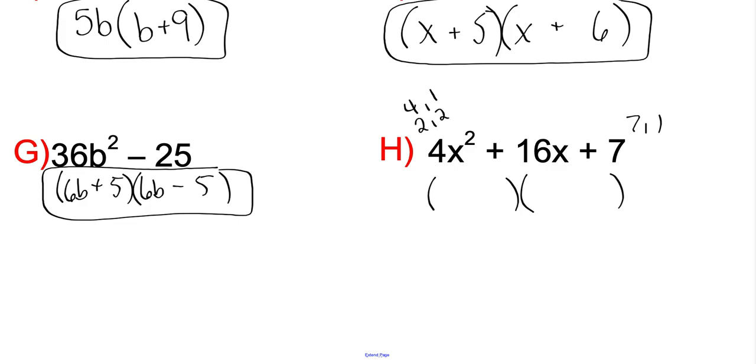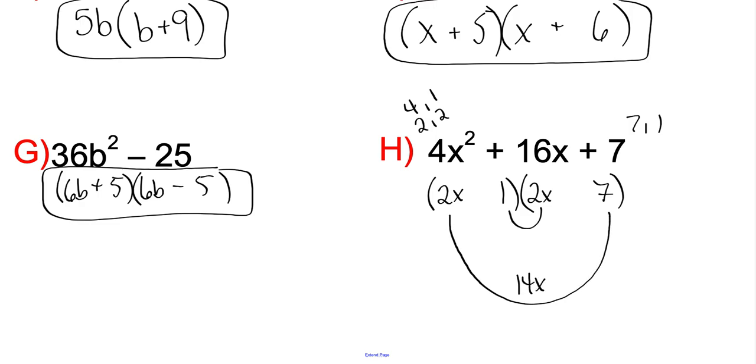And you might be doing the 4 and 1 first. I like to do the smaller combination first to see if we can get our answer. So 2x and 2x, okay, and then the back is a 7 and a 1. It doesn't matter where we put that because we're going to check it anyways to see if it works out. So check it with a smile.